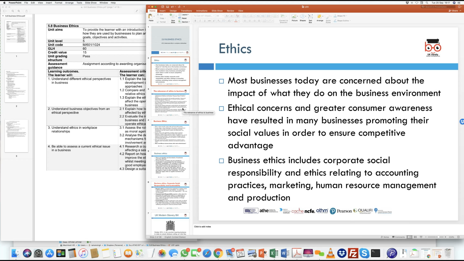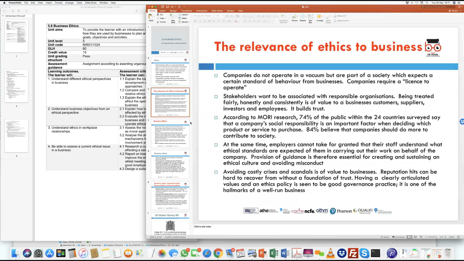So ethics could have lots of meanings in general, but the relevance of these ethics and their principles to business is what we are more focused on, because we are studying it in this context.